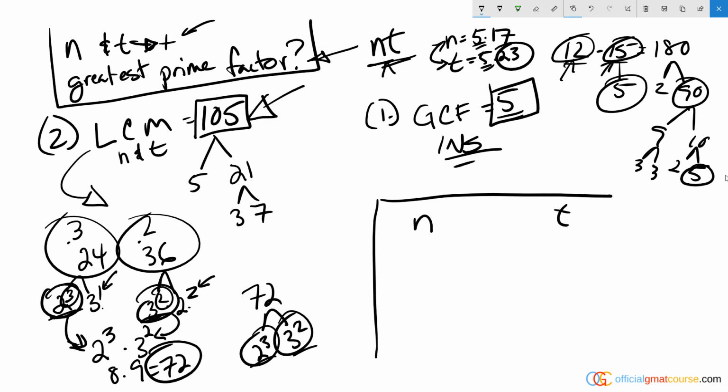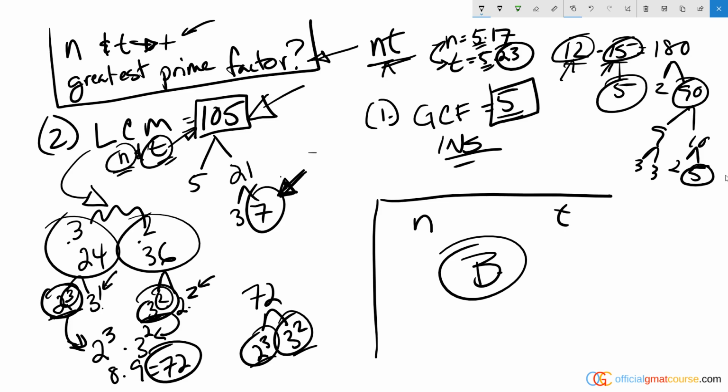So the largest prime factor of 105, which is 7, is also going to be the largest prime factor of either n or t. I don't know which one it came from, but it definitely came from one of them, and it has to be the largest factor of either of them. If we grabbed all the prime factors associated with n and t and then multiplied them to get the least common multiple, which is how we just showed that we achieved that using 24 and 36. So because of that, I know from statement 2 that 7 is the greatest prime factor of n times t, and that means that our answer here is B. Statement 2 alone is sufficient.